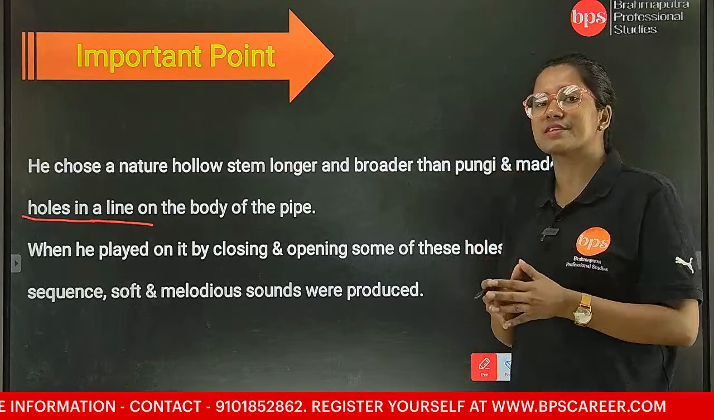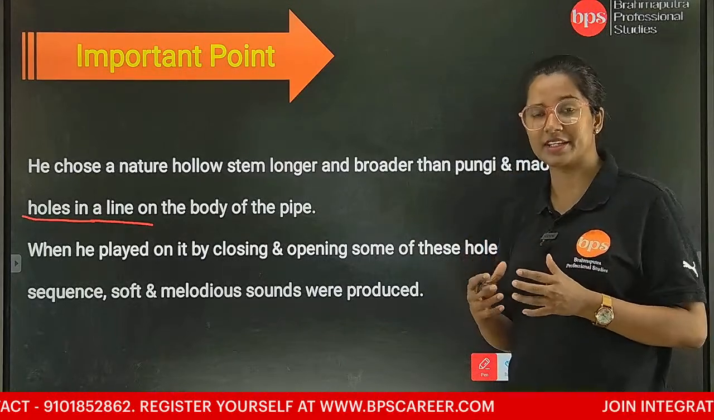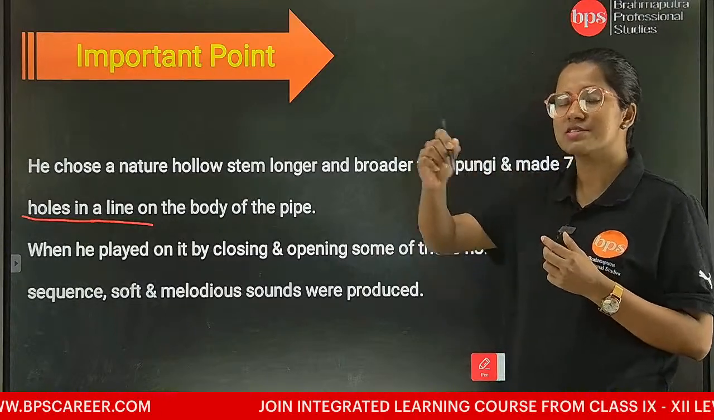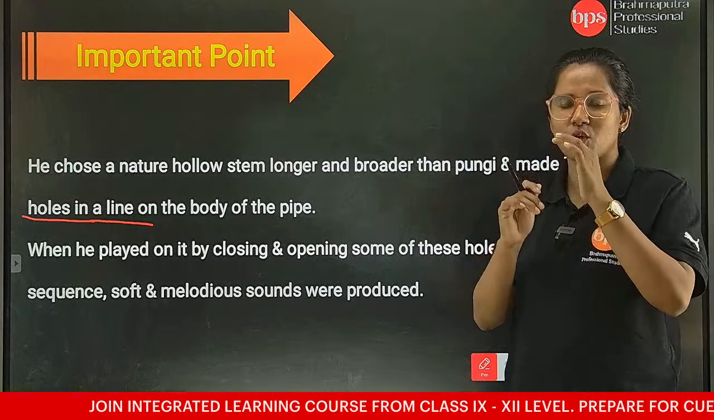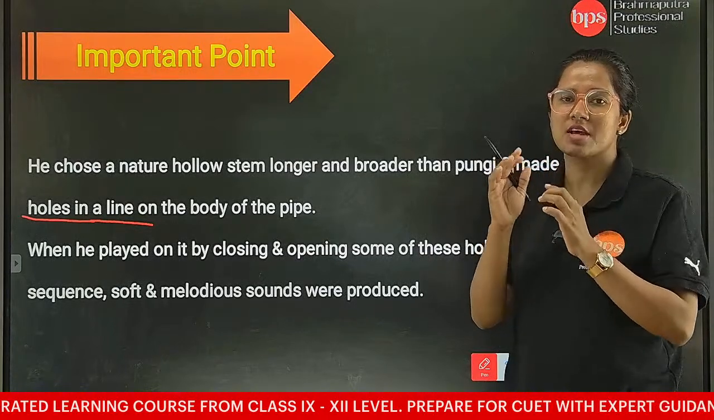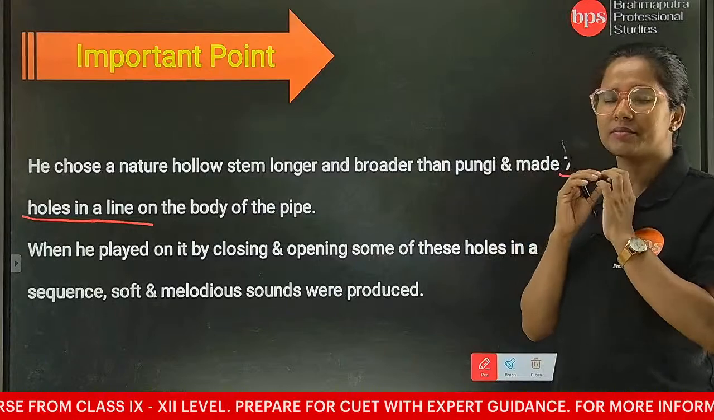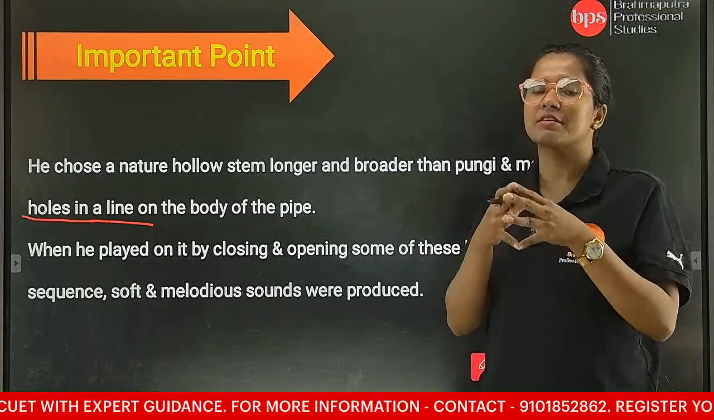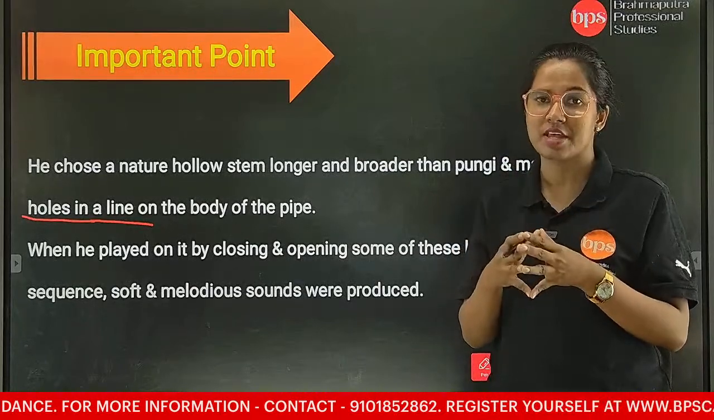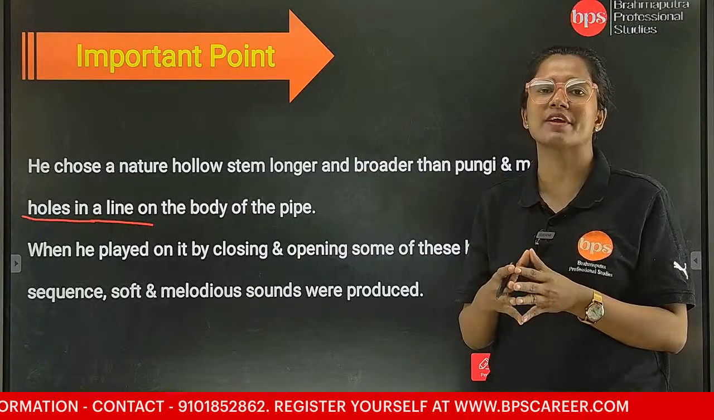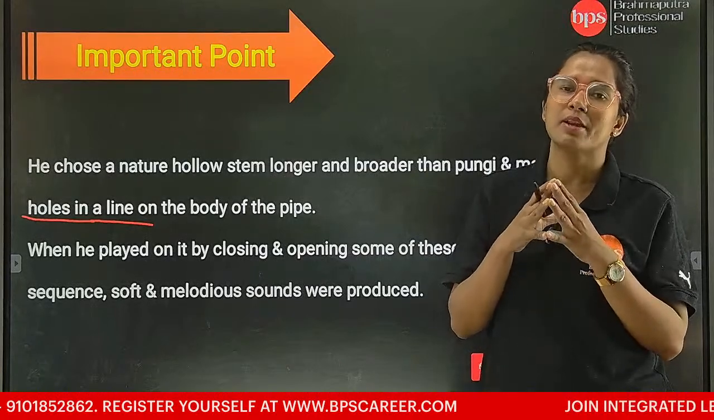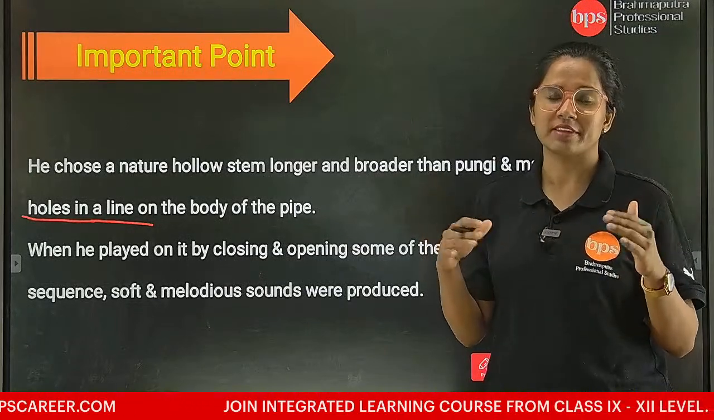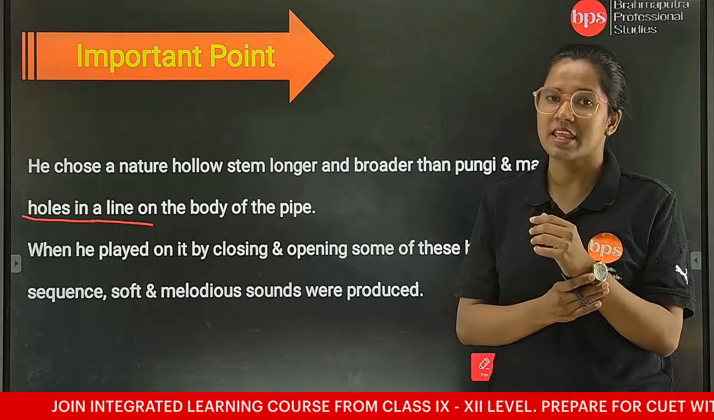So this person, the barber, developed the thinking that if we make 7 holes in a synchronized line and close some of the holes while blowing into the stem of bamboo, the tone may turn soft and melodious. And the result was very mesmerizing, because it gave a very melodious, sweet tone coming out from the lengthier pungi. And the lengthier pungi was named shehnai.